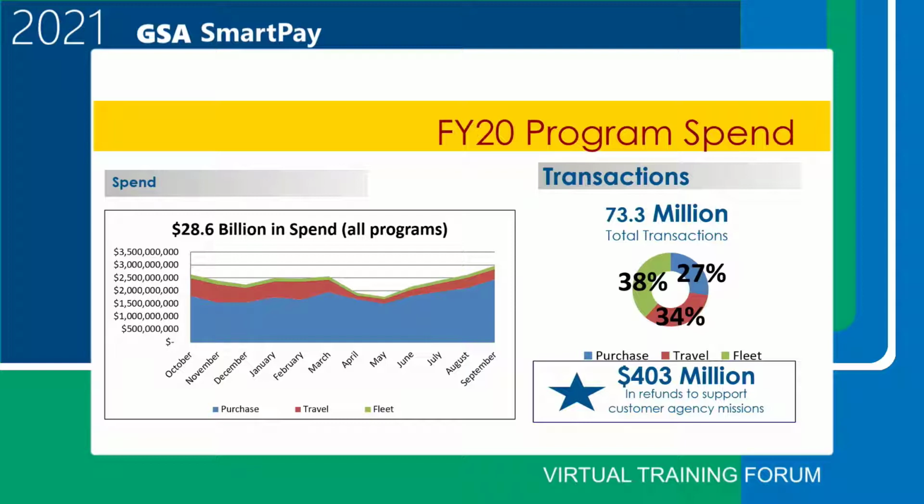We talked about refunds. For FY20, there was a total of 403 million in refunds. So all that money goes back to your agencies. And as I said earlier, hopefully you negotiated your refund rates well for SmartPay 3, and you are taking advantage of that and putting it back into your mission.